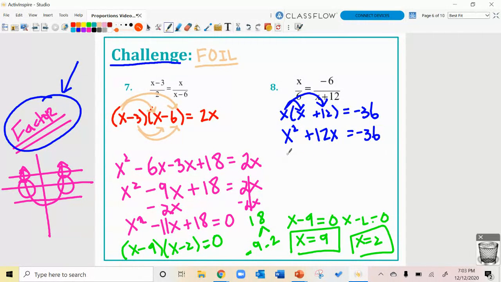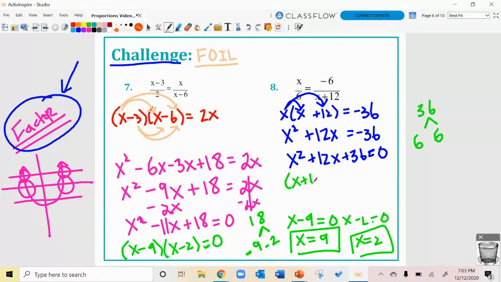In order to factor, it has to equal 0. X squared plus 12x plus 36 equals 0. I'm going to look for two numbers that multiply to 36, and I want them to add to 12. My mind goes to 6 and 6, the same number. 6 plus 6 is 12. 6 times 6 is 36.